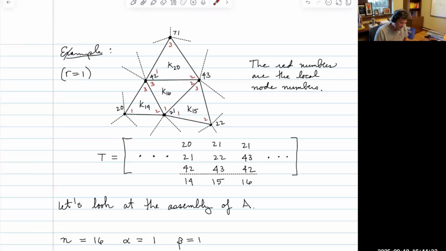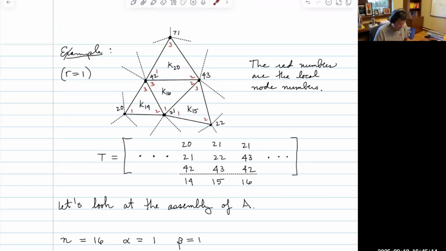Okay, so for triangle 14, well, I've got the nodes mapped out here. So local node 1 should be global node 20. Local node 2 should be global node 21. And local node 3 should be global node 42. What about triangle 15? Local node 1 is 21. Then we have 22 and 43. And 16, 1 is 21, 2 is 43, and 3 is 42. Okay. And of course, these numbers are just the column numbers. They don't actually appear in this mapping.